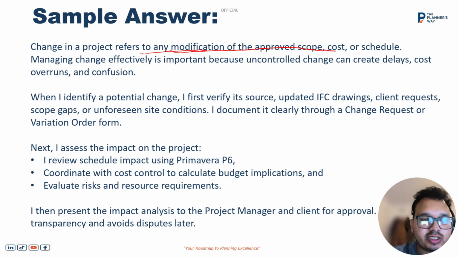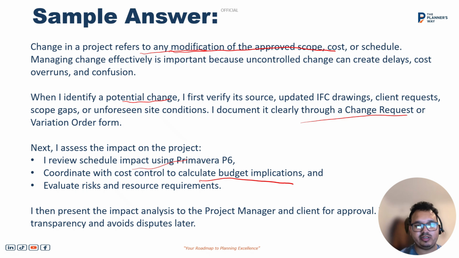In one of the projects, I identified a potential change. First, I verify its source, like an updated IFC drawing, client request, scope gap, or unforeseen site condition, and I document it clearly in the change register or variance order form, or whatever you call it. After I register it in the change register, I assess the impact on the schedule using the P6 program. I coordinate with the cost control team to calculate the budget implication, and I also evaluate the risks and resource requirements.